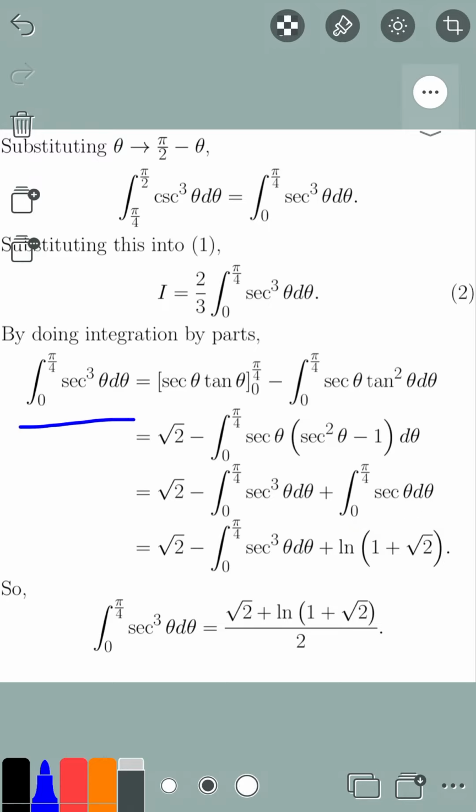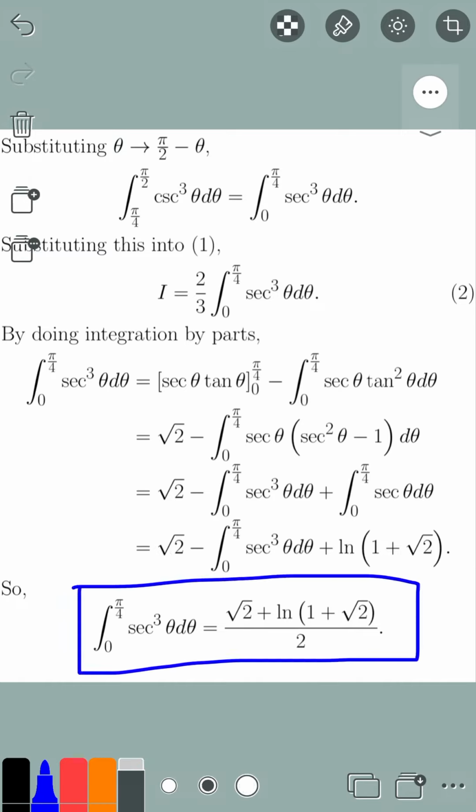Now as you see, we have the integral from 0 to pi over 4 of secant cubed theta d theta on the left hand side, and minus the integral from 0 to pi over 4 of secant cubed theta d theta on the right hand side. So now we just add this to this side, so we get twice that integral is equal to the square root of 2 plus natural log of 1 plus square root of 2. And so we just divide by 2 to get the result for the integral. So the integral from 0 to pi over 4 of secant cubed theta d theta is equal to square root of 2 plus natural log of 1 plus square root of 2, over 2. So that's the result for the trig integral.